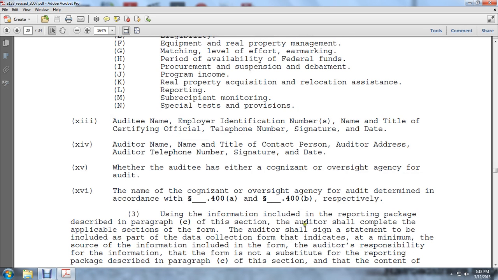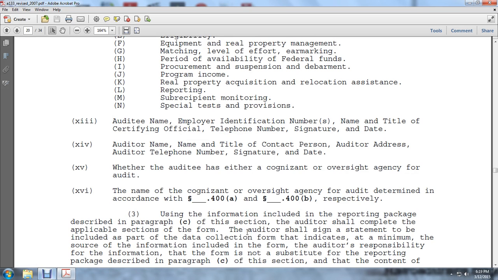Using the information included in the reporting package described in paragraph C of this section, the auditor shall complete the applicable sections of the form. The auditor shall sign a statement, included as part of the data collection for the audit, which indicates at a minimum the source of the information included in the form.